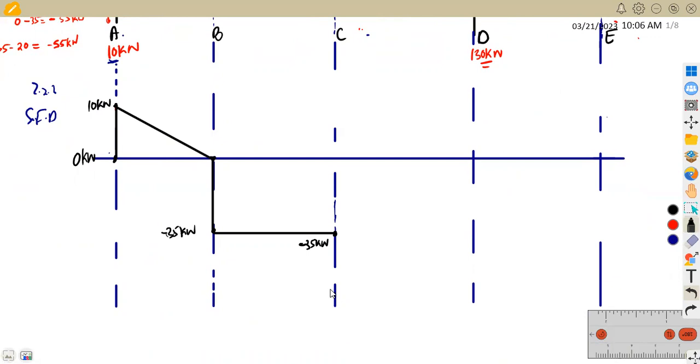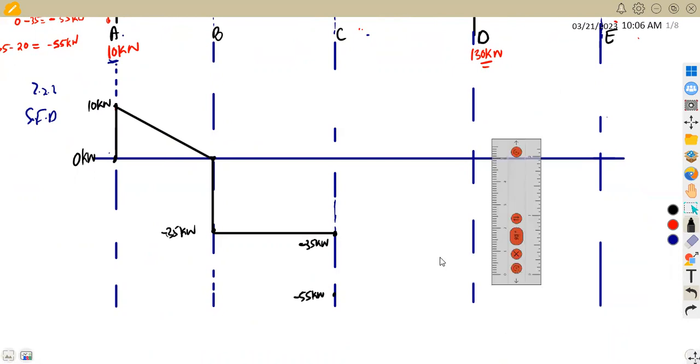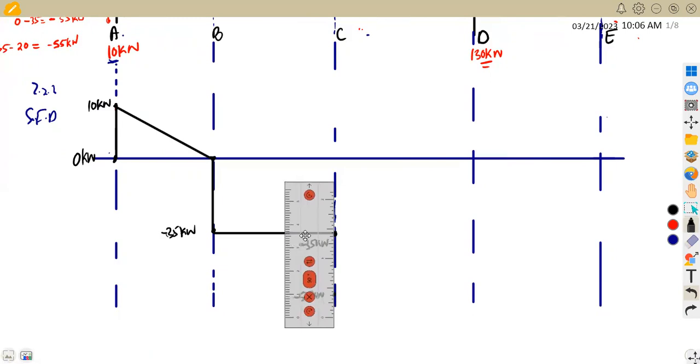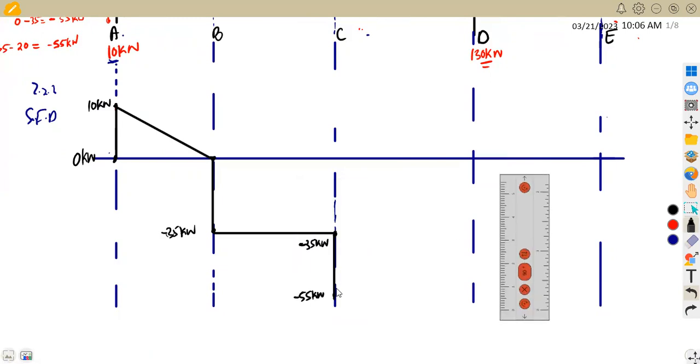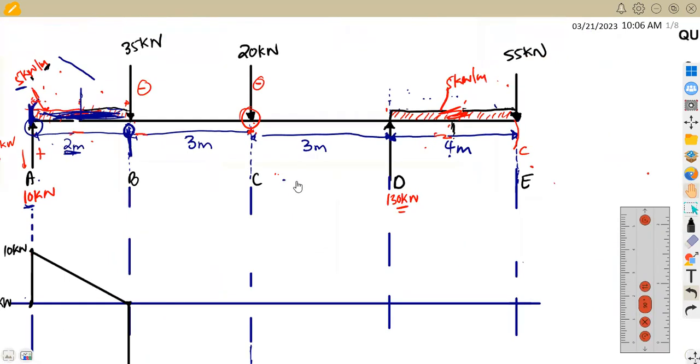Let's say this is where I'm having my negative 55 kilonewton at this point. So I'm going to join straight down to negative 55, straight like this. We are going to join up to this point. This is where we have our negative 55 at C. So let's check what is happening from C to D.